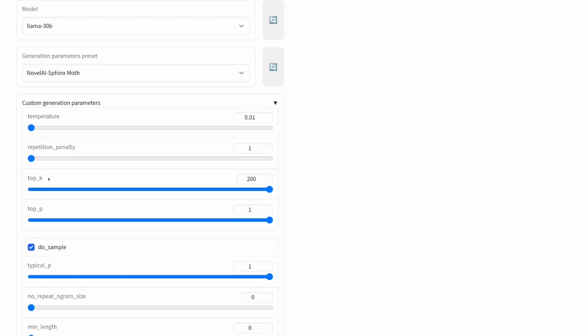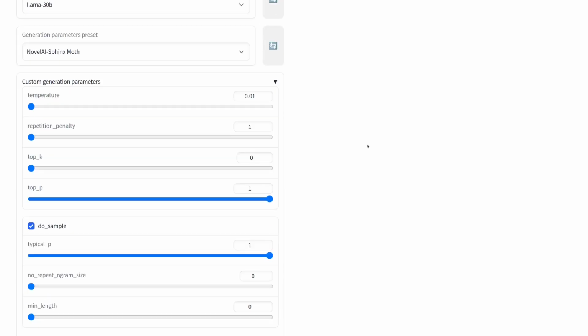And we have top K. Top K is going to change the number of tokens to be considered in the generation of the next token. So the lower the top K, the fewer tokens will even be considered. And we have top P. What top P does is it is a percentage, so it is going to pick the smallest set of tokens that exceed this percentage.